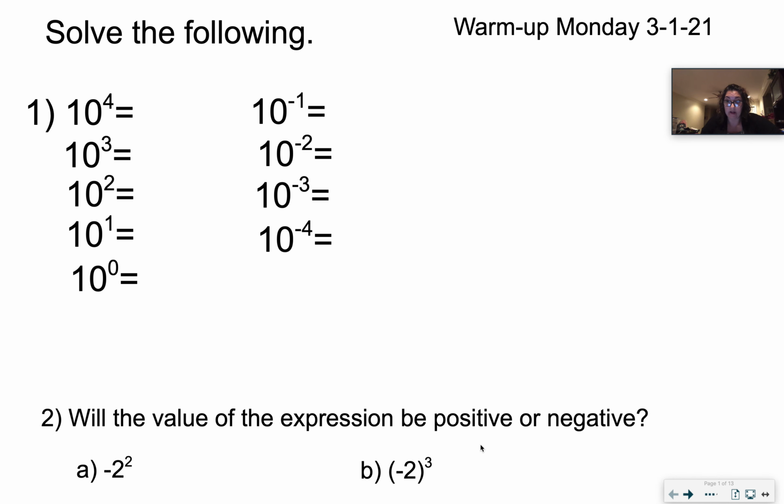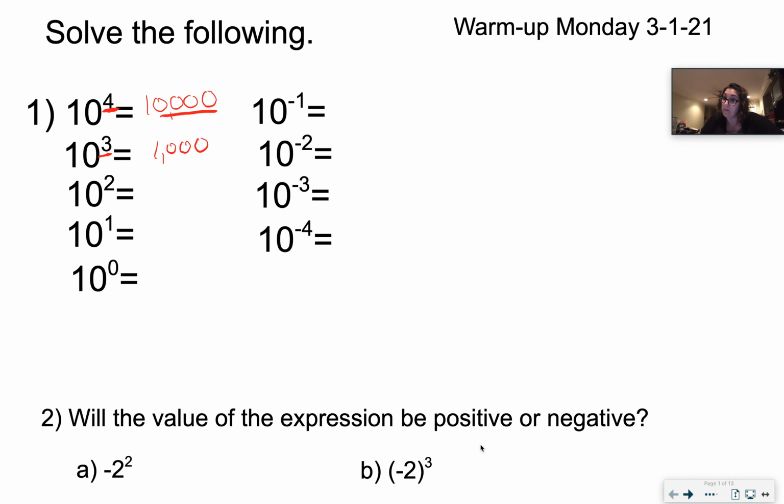checking your answers, okay? So on number 1, all you were to do was to solve the following. So you have 10 to the 4th power. Well, I could do this in my head or I could do it in my calculator. So I'm going to go 10 to the 4th power. So that would be 10,000. Notice my exponent is a 4 and I have 4 zeros, right? 10 to the 3rd power, that's just 10 times 10 times 10. So that's 1,000. Notice my exponent's a 3.